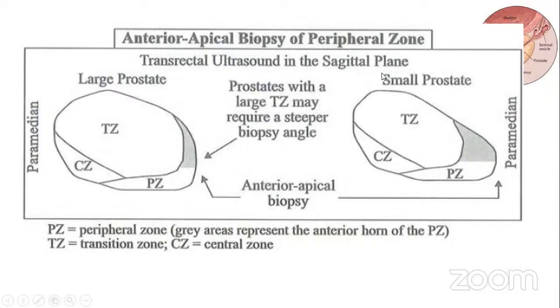Transrectal ultrasound in the sagittal plane. As you see here, this is a prostate with a large transitional zone, which requires a steeper biopsy angle here. And also you have the anterior apical zone. This is the paramedian plane. So this is a large prostate, this is a small prostate.